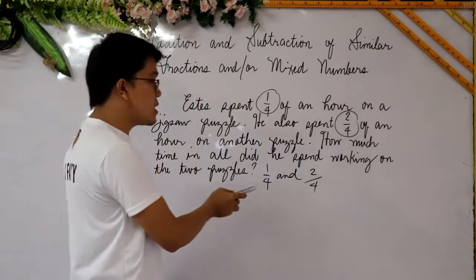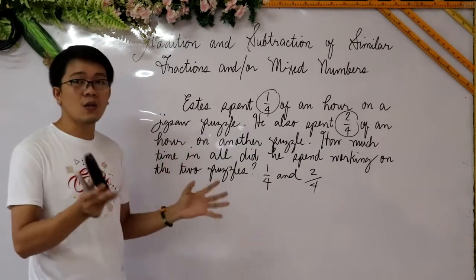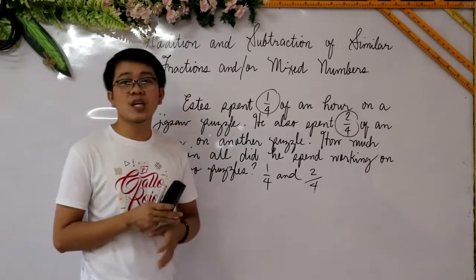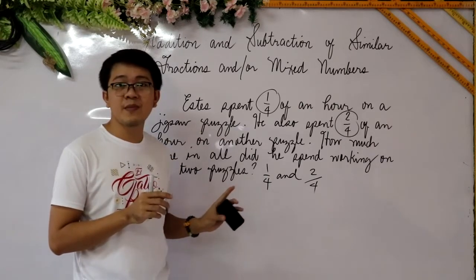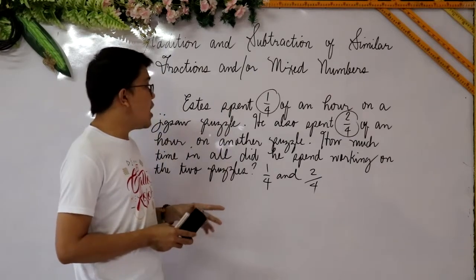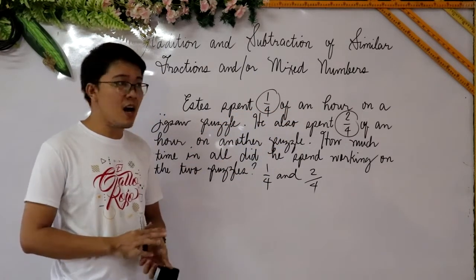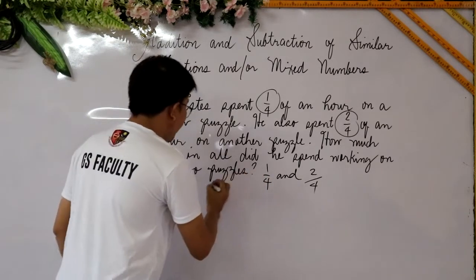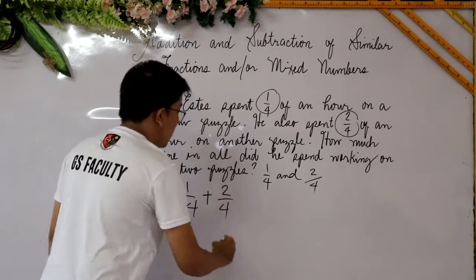Say for example in this problem, the question was how much time in all did he spend working on 2 puzzles? To find the answer to this problem, we need to first add the 2 fractions. The first is 1/4 of an hour and the second is 2/4 of an hour. What do you think is the sum of 1/4 and 2/4?